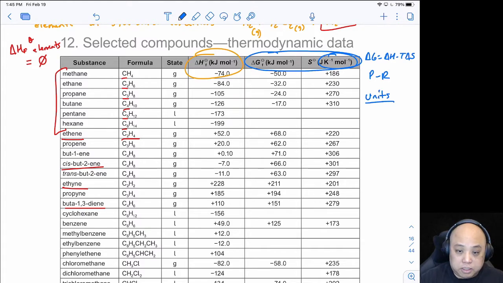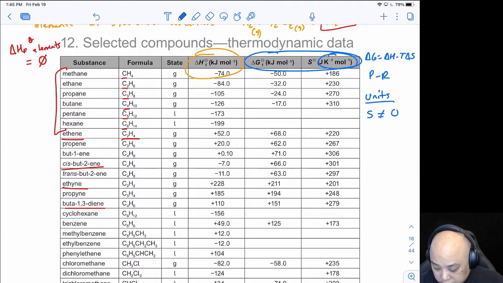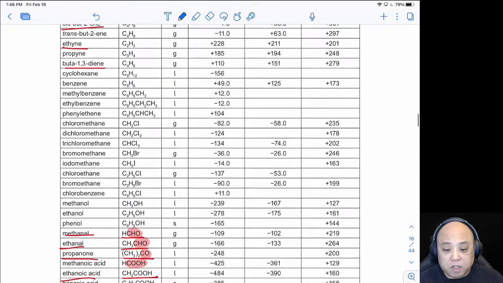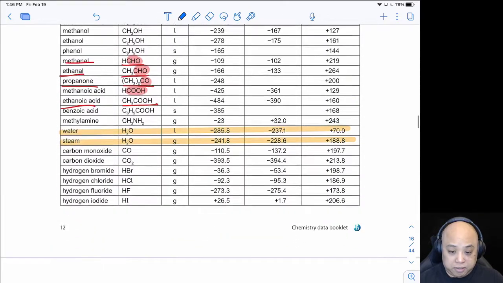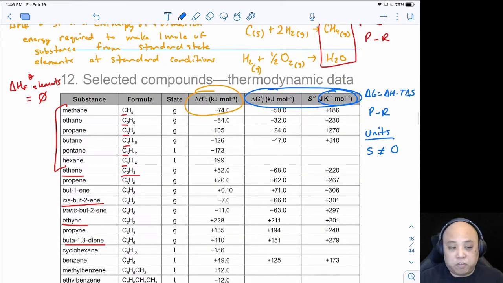You'll also notice that S is never 0, because entropy of 0 means that you're at absolute 0 with no more movement. So S is always going to be a positive number. Now, delta S might be negative or positive based on the change in entropy, but the S overall will always be positive, because you're always going to be increasing randomness when you produce this substance versus absolute 0. So S is never 0 or less than 0 in its own right.